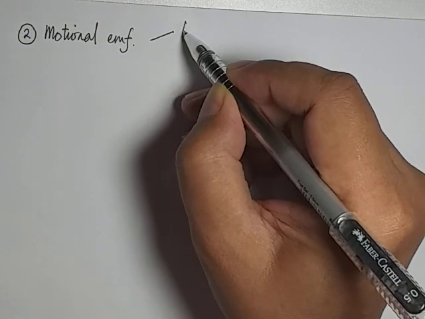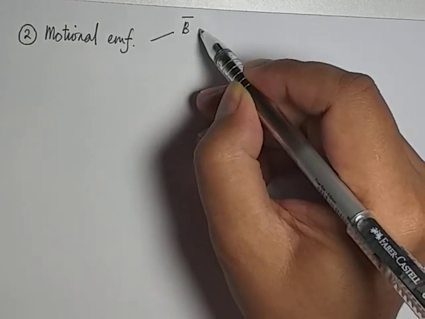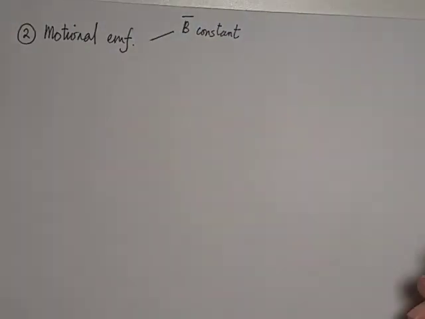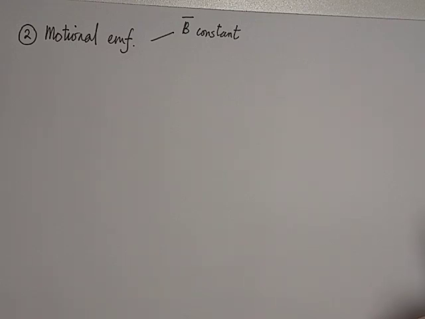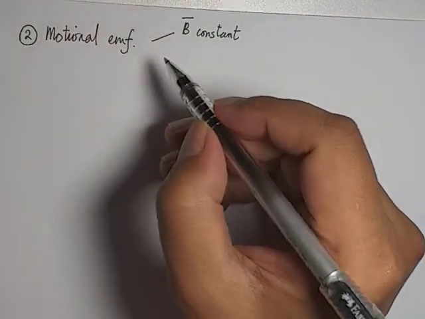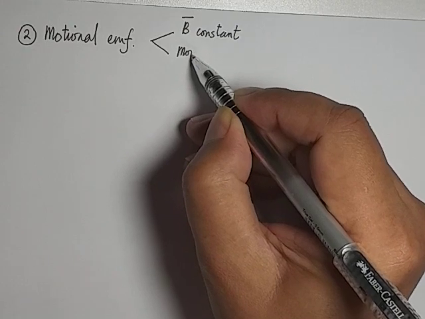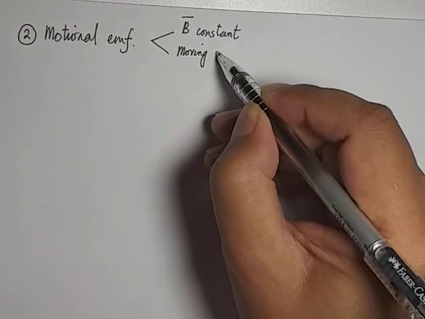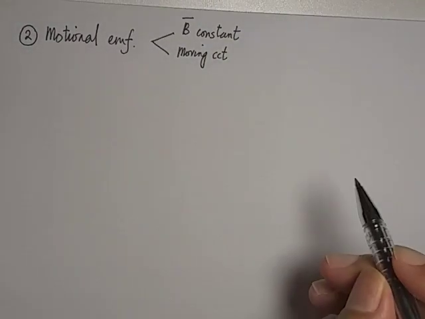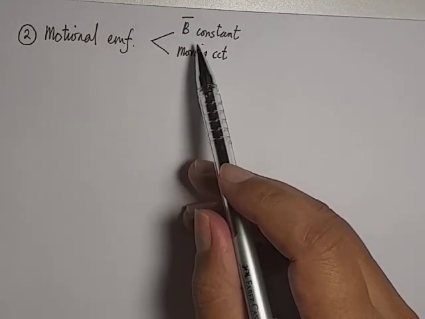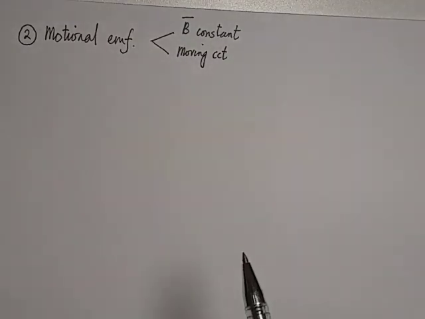For motional EMF, the conditions will be totally opposite to transformer EMF, whereby the first condition is that B, which is the magnetic field density, is constant. Whenever we are informed that the magnetic field is constant, that is a good hint that the EMF needs to be solved by using the motional EMF method. And the second condition involves moving parts, so I'm going to put here moving circuits. Whenever you see movement in your problem, and also B is constant with respect to time, that is known as motional EMF.